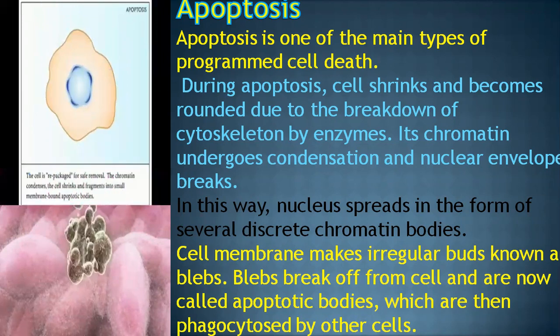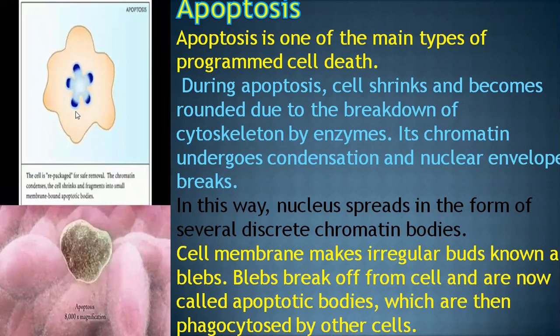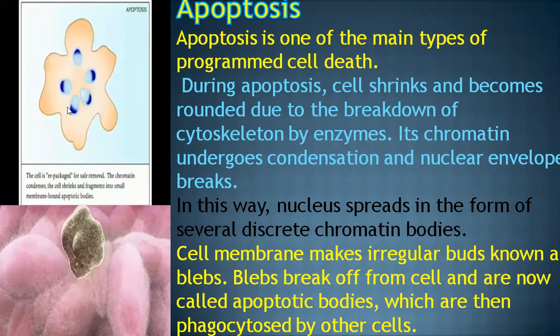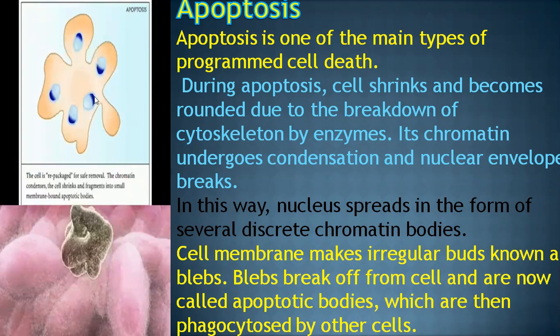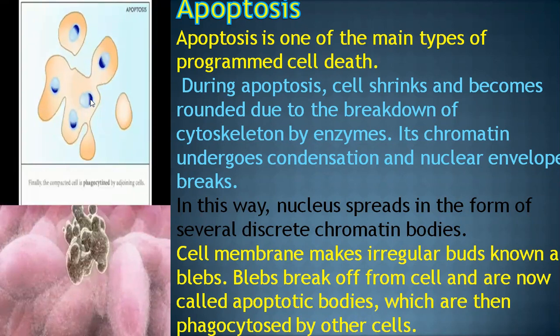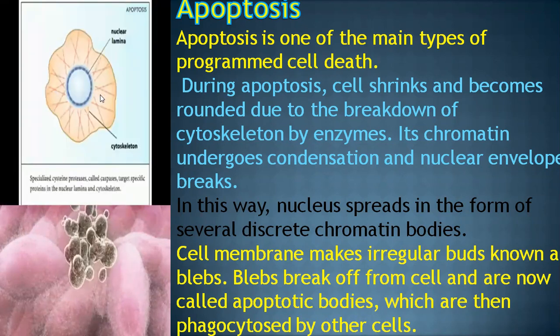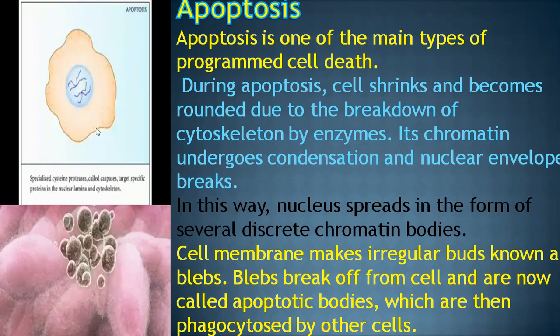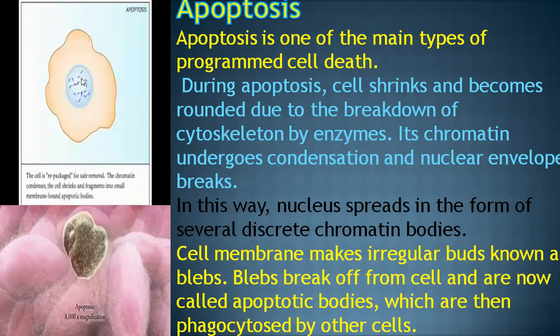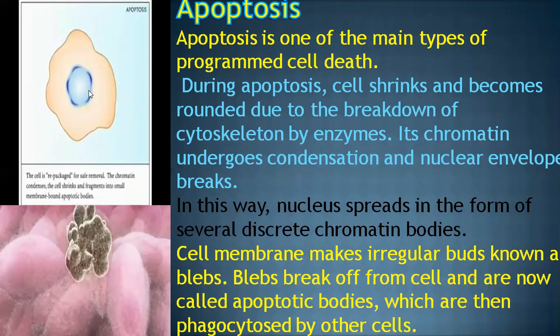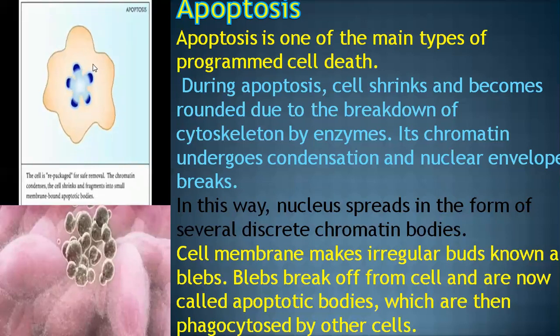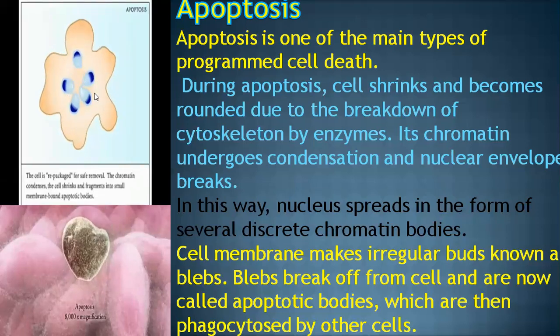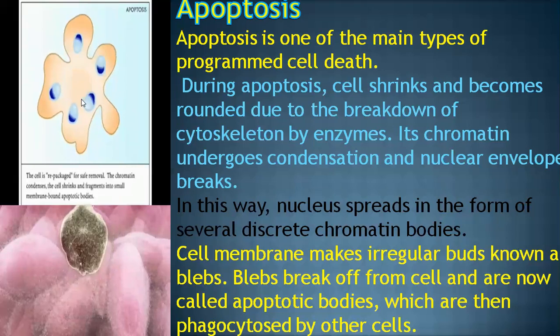So you can see what happened. The cytoskeleton is broken down, and this chromatin material just disintegrates. The nuclear material disintegrates and condenses, and it forms separate pieces, spread in the form of discrete chromatin bodies.